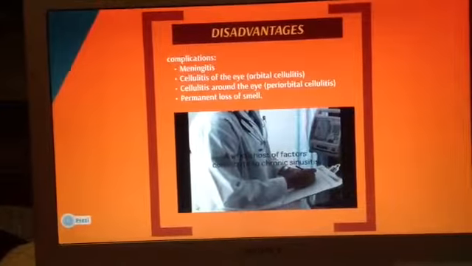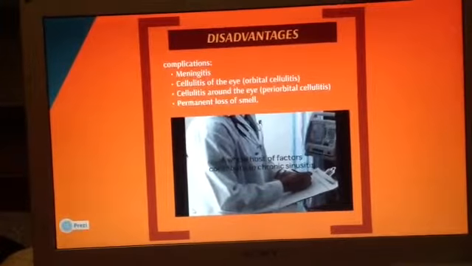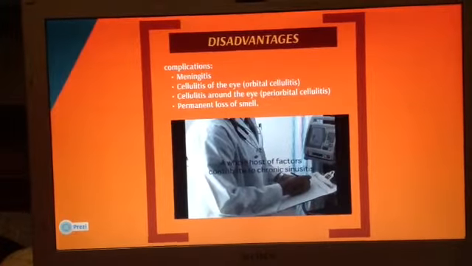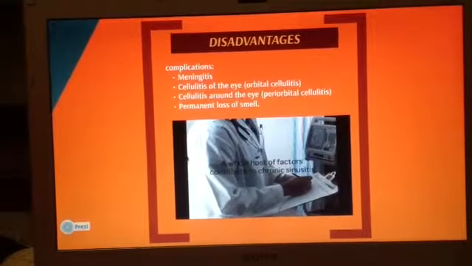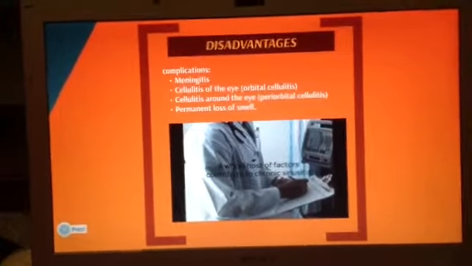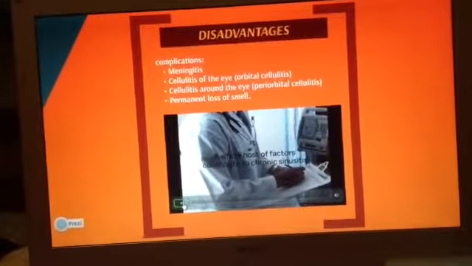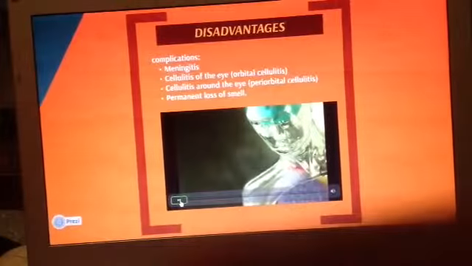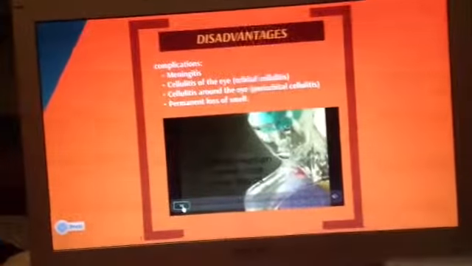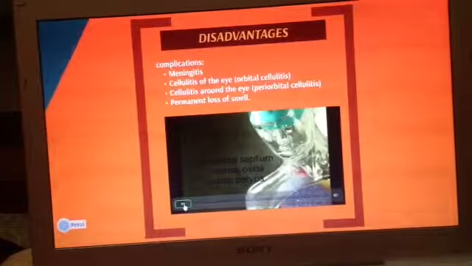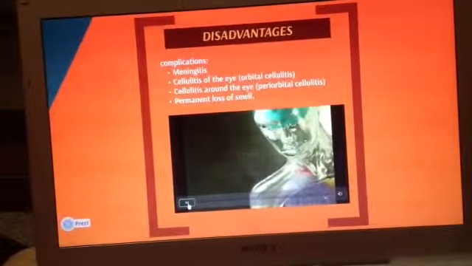As a disadvantage, there are complications such as meningitis, cellulitis of the eye and around the eye, and permanent loss of smell. A whole host of factors contribute to chronic sinusitis. Anatomical factors such as a deviated septum, narrow ostia, and nasal polyps.